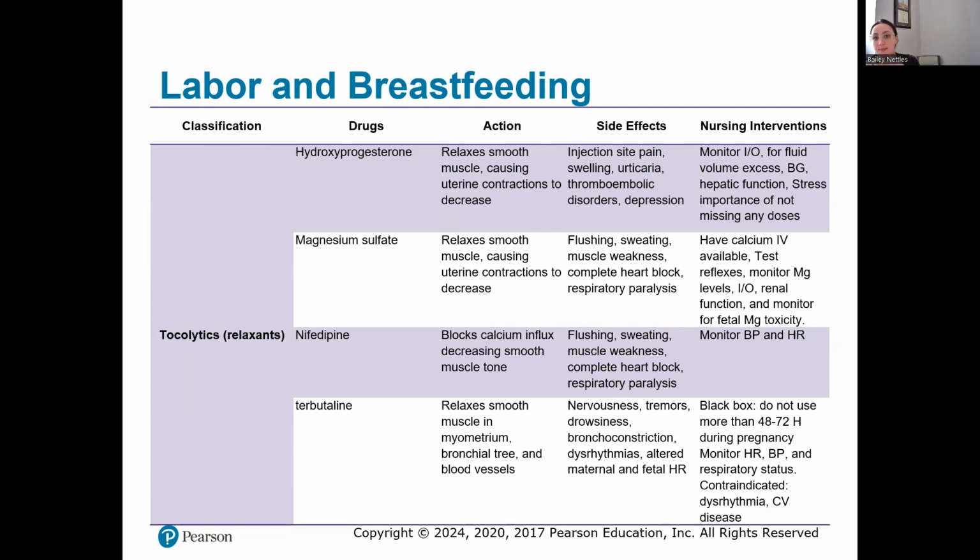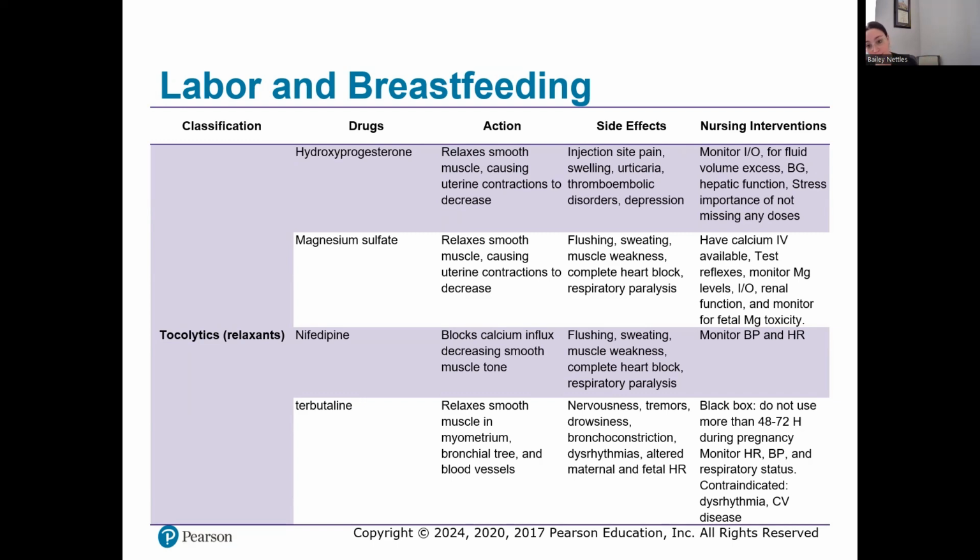Test their reflexes, because usually they have a chart that teaches you how strong they are or how weak they are, and you have to titrate to keep them within a certain range. Monitor their mag levels, monitor their I&O, their renal function, because that's how the magnesium is excreted, and monitor for fetal mag toxicity, okay?